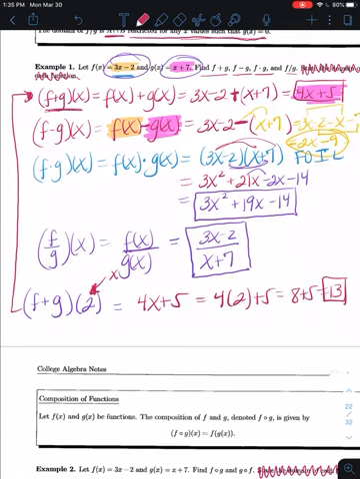And you'll see problems like that. In the same problem, they'll ask you to find f plus g of x, and then they'll come around and say find f plus g, and it will give you a number. And that's exactly what you would do.